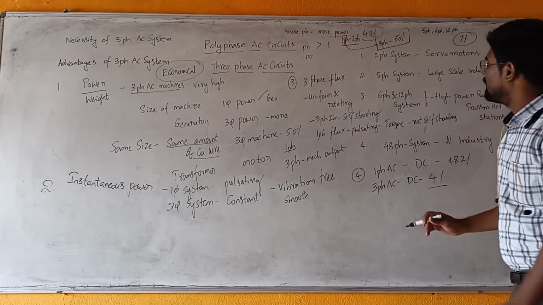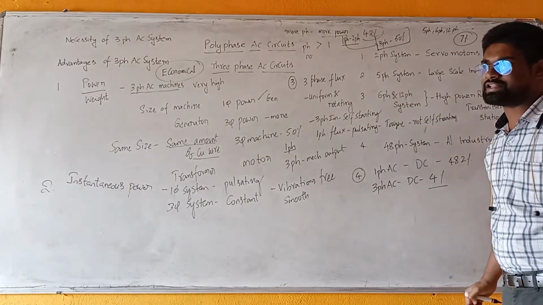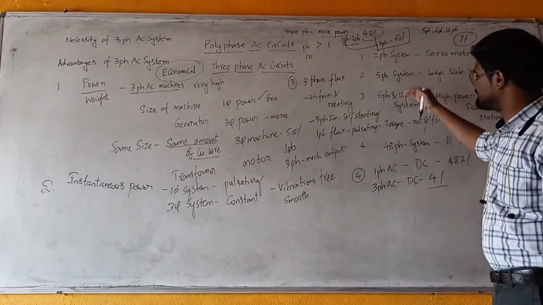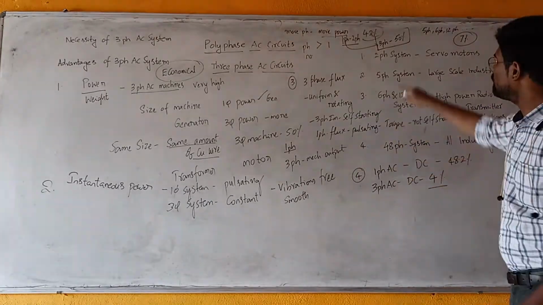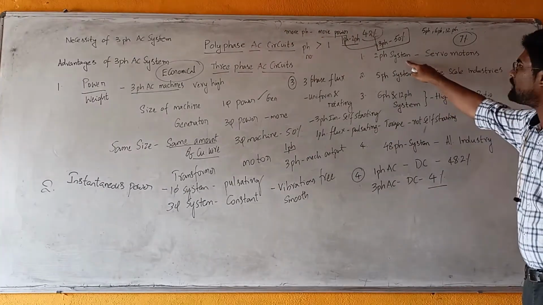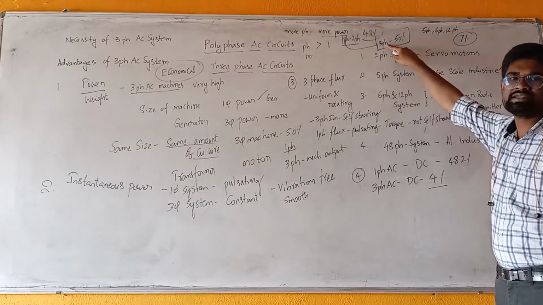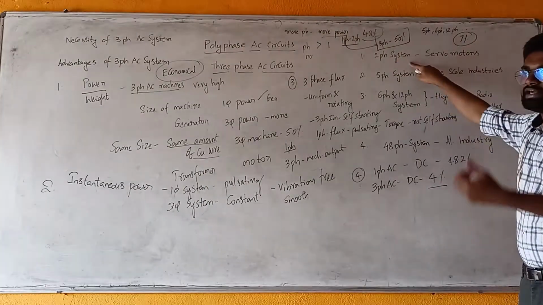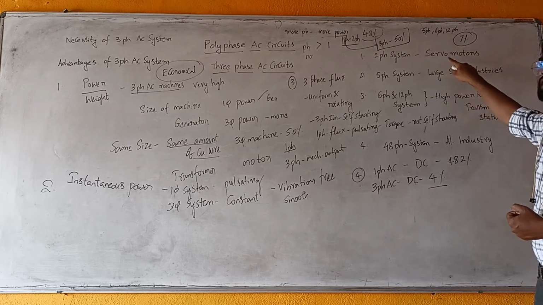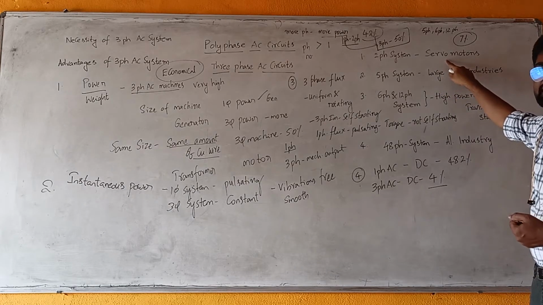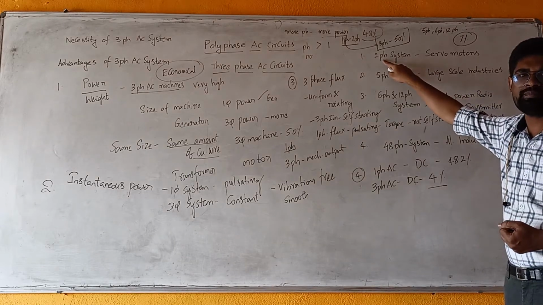So now, what about other types of AC systems? Are the other phase systems in usage in the world? Let us have a brief look. The 2-phase AC system, which we can derive from the 3-phase itself. From 3-phase AC supply itself, we can get 2-phase AC systems, which are used in servo motors, I mean, in feedback control systems. For servo motors, we use the 2-phase AC system.